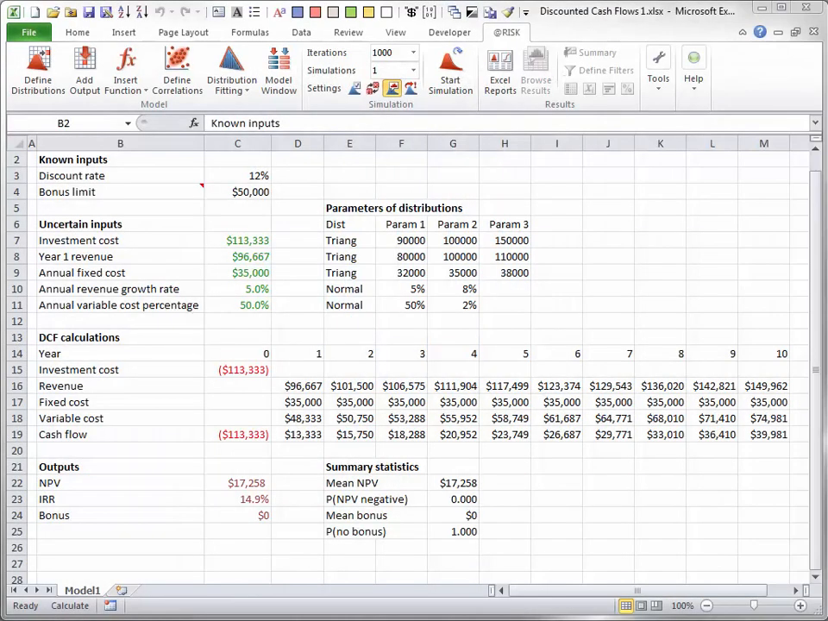This video illustrates three variations of a model of discounted cash flows over a 10-year period. Each variation indicates a possible way of modeling revenue growth through time. The basic model, the first variation, is shown here.